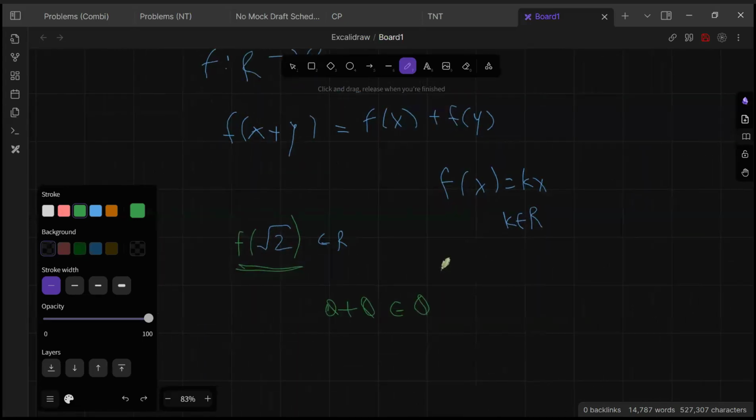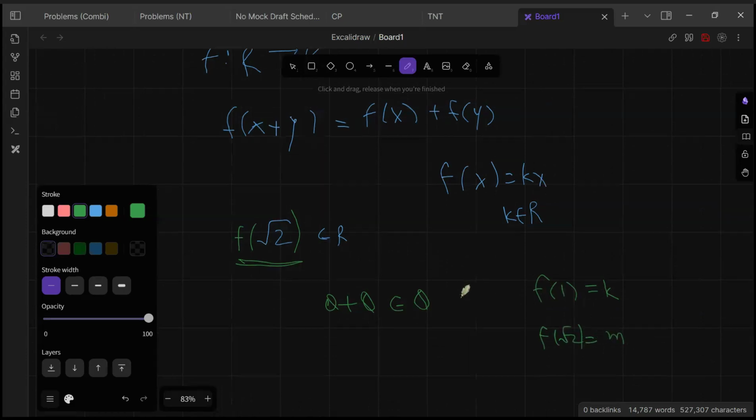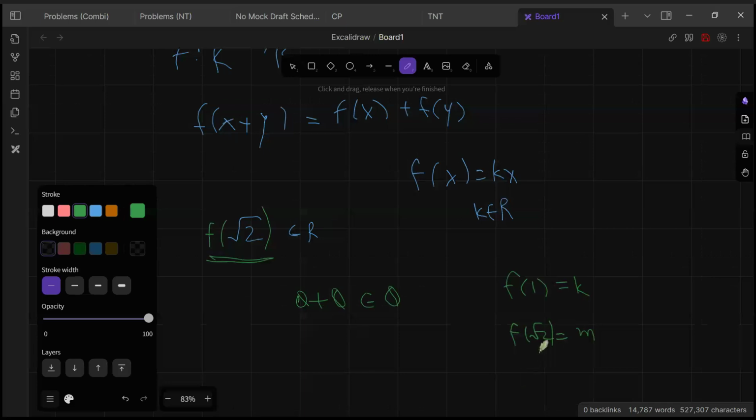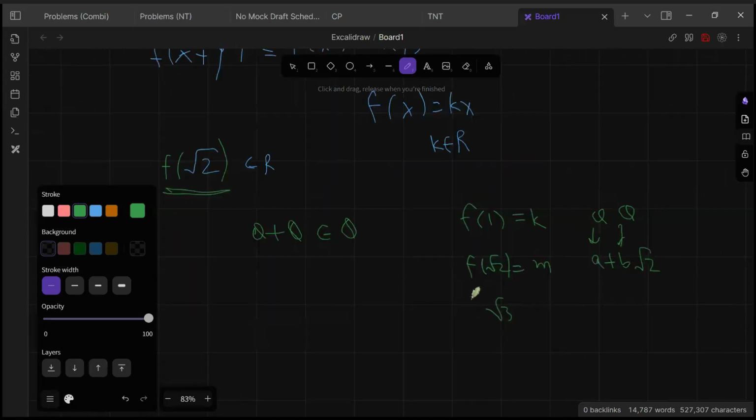But okay, sure, we can't get square root of 2, that's fine. But what we did last time was we assumed f of 1 is k. We need some entry point. So I'll assume f of square root of 2 is some m, why not? But then what we'll notice is that using addition and all numbers of the form a plus b times square root of 2 for a in q and b in q, this is still not enough to get square root of 3. No matter what we do, we won't get square root of 3.